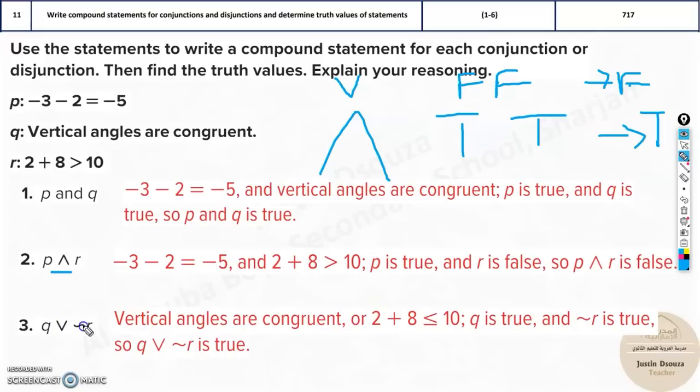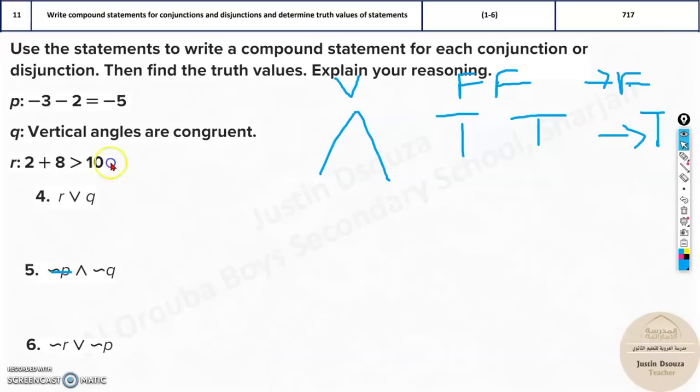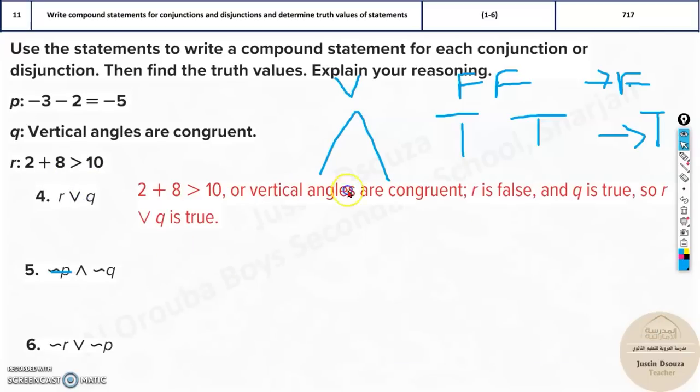Now here, or symbol. Q or negation of R. What is Q? Yes, absolutely true. Negation of R: R is false, but negation of this is true. So yes, this is true. If any one is true, it will be true. Now, what about these? Over here again, we have or, R or Q. Now look over here, R is false, Q is true. If one is true, with or it will be true.